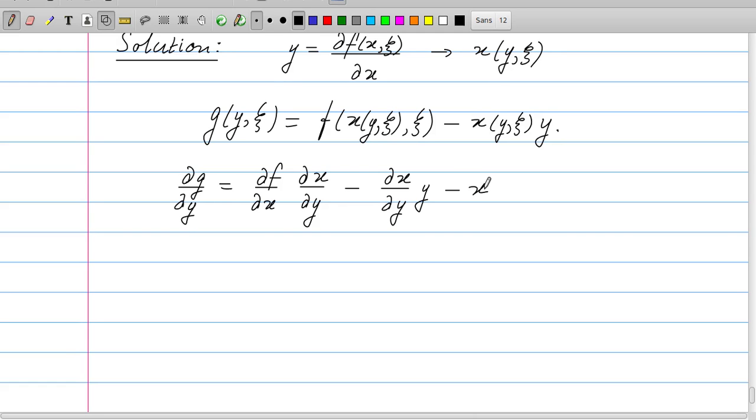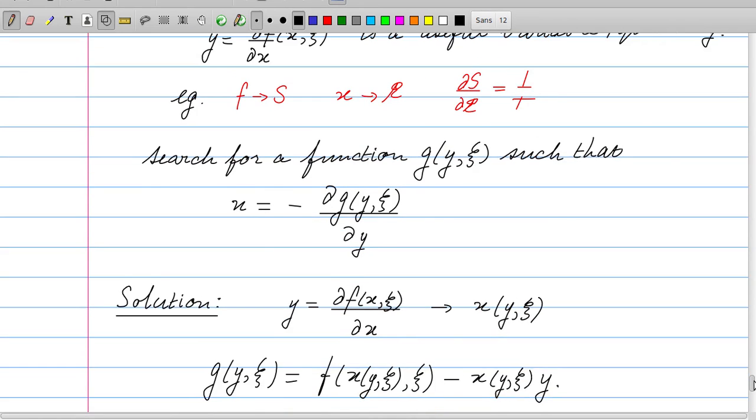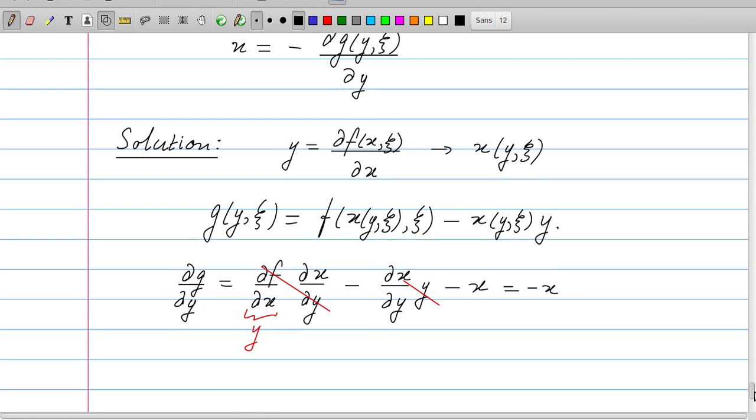And now we note that because y is df/dx, so this guy here is y, we see that the first two terms cancel, and we are indeed left with minus x, and that was precisely our requirement. We were looking for a function such that x could be extracted from that function as minus dg/dy, and we have just shown that indeed this form of g satisfies that requirement.